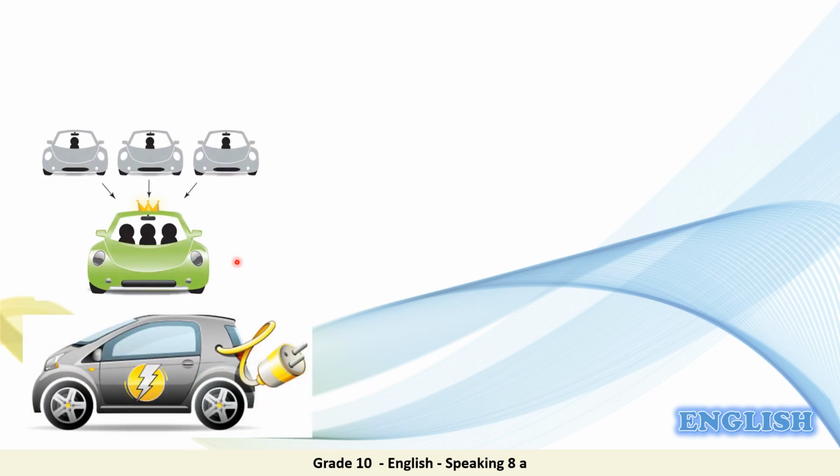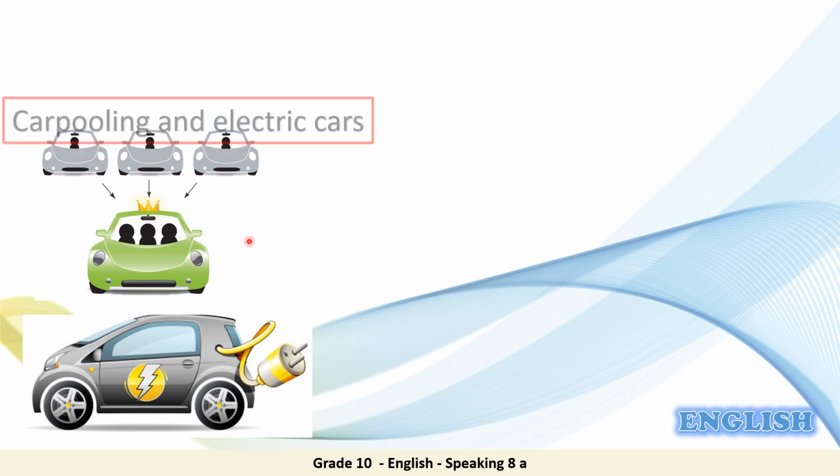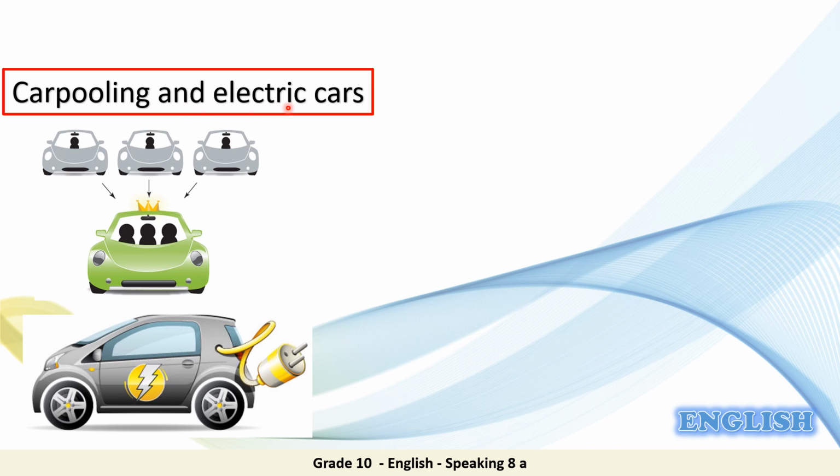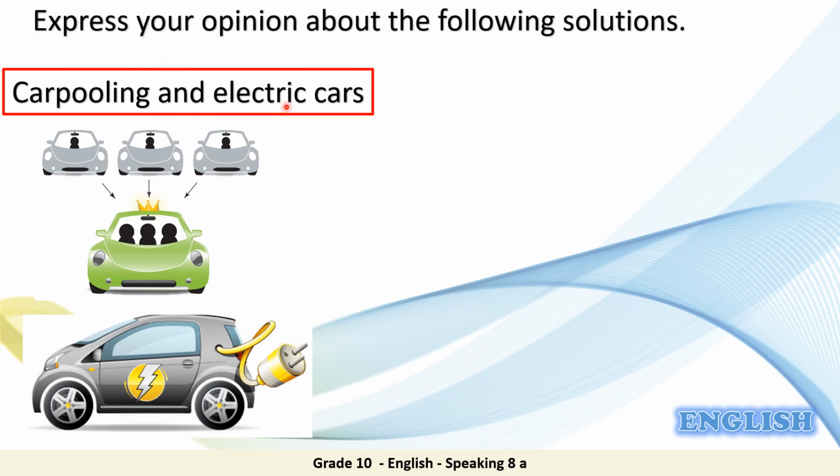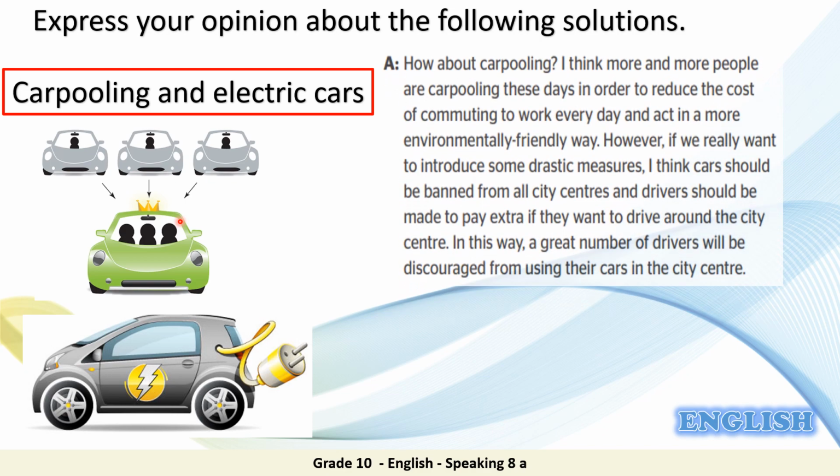Here we have two solutions that might help us save the environment. Please look at the pictures. What do you think these solutions are? That's right, they are carpooling and electric cars. Now please, pause the video for a while, express your opinion about these two solutions, and explain how they would help us save the environment. Now let's find out some of the possible answers.